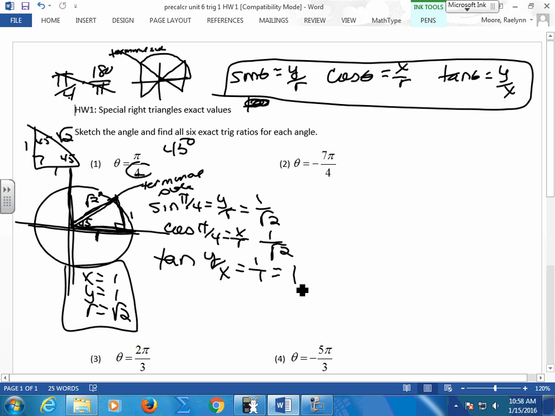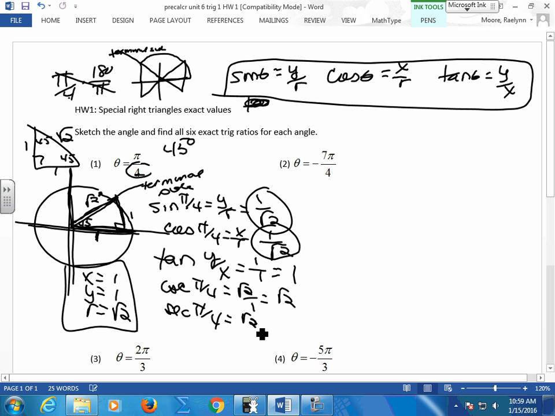Now, your reciprocals are nice. They have opposite letters. They don't have the same letter. So sine has a cosecant. Just take this guy and reciprocate it: radical 2 over 1, radical 2. Cosine is a secant. Take this guy and flip it over: radical 2 over 1, radical 2. And my tangent, my cotangent is x over y, and I don't even care because I'm going to take 1 over 1 and turn it over, and it's still going to be 1.